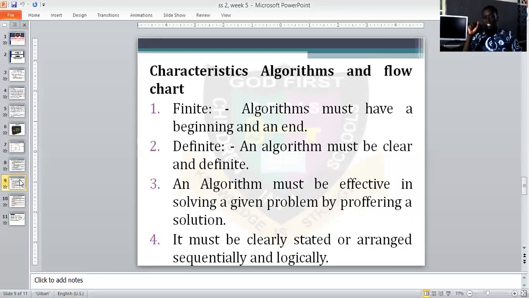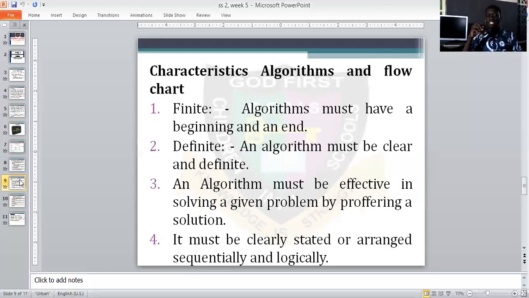Two, definite. An algorithm must be clear and definite. That is to say, it must be clear, it must be precise, it must be able to be read and understood, and it must not be full of errors. Three, an algorithm must be effective in solving a problem by providing a solution. The algorithm you have developed, the flowchart you develop, must be good enough to solve the particular type of problem that you intend it to solve.